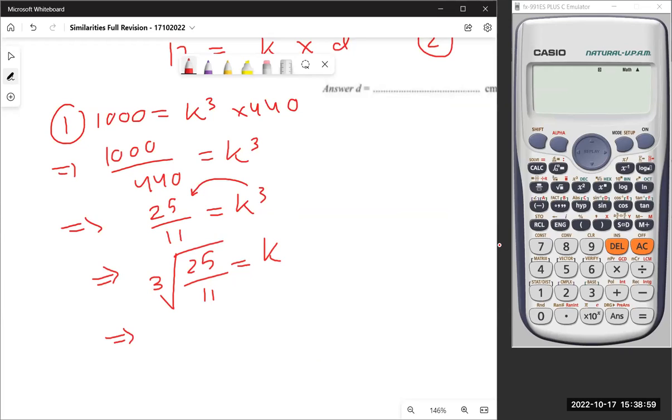Now, what is the value of this? We'll just use the cube root, shift root, and then we'll write 25 by 11. That is my K, which is 1.31476 something.